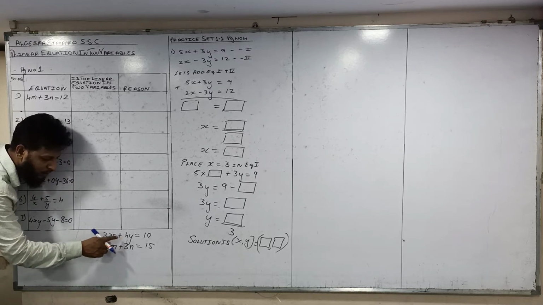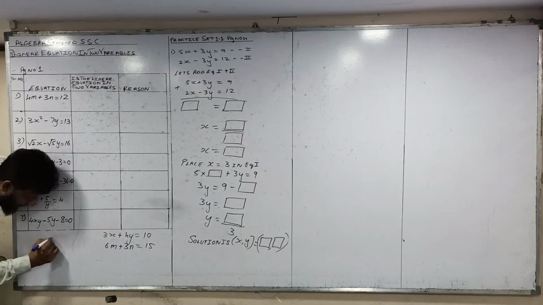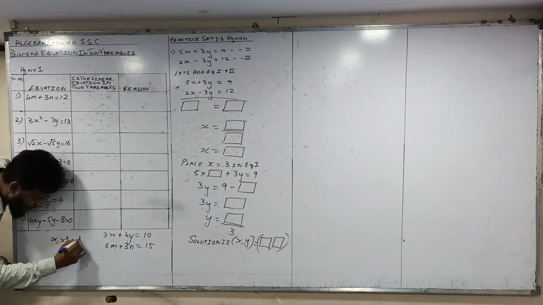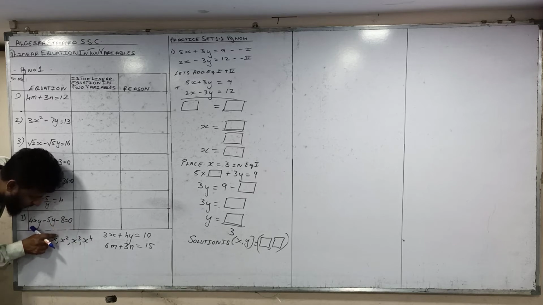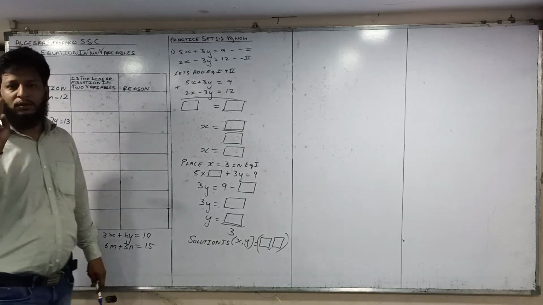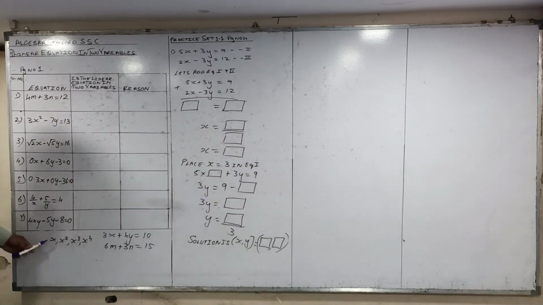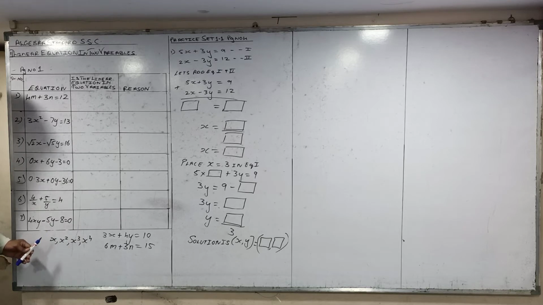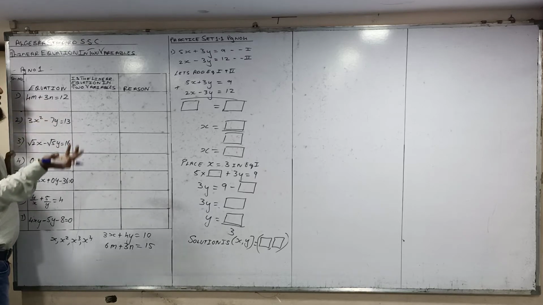X raised to anything: if there is nothing raised, that means 1. For example, x raised to 2, x cube, x raised to 4. So 2, 3, 4 are the degrees, and where there is no number, that means 1. So for a linear equation, the degree should be 1. It is compulsory: two variables and degree should be 1. Okay, understood? So you have to find out which are linear equations in two variables.